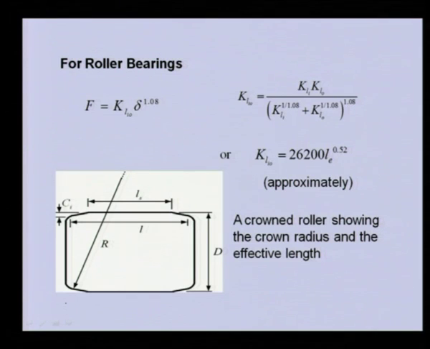Similarly, for roller bearing, similar expressions, only the exponents are different, and for 2 point contact this will be defined like this. Approximately this is given as this, only the effective length of the roller is incorporated in this. This is the roller, and you can see at the ends we have chamferings. So, effective contact will be in this region, and that we need to consider in the calculation of this.